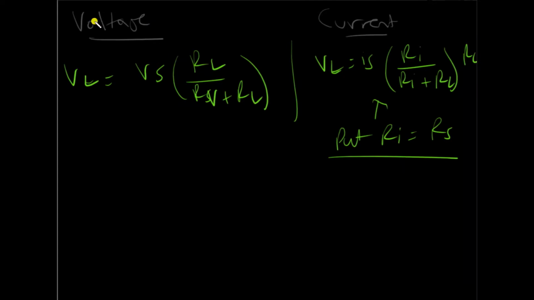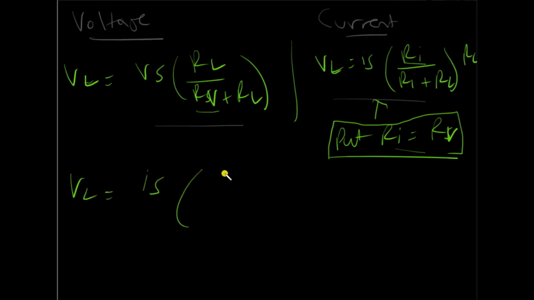So now I just wrote those two formulas down here. For the voltage source, this is VL, and for the current source, this is VL. So if I want to see how these two sources are linked, I can see that these two formulas are equivalent if I just replace Ri with Rv. For example, if I just assume that the internal resistance of the current source, which is Ri, is equal to the internal resistance of the voltage source. So let's see. If I just put Ri equal to Rv in this formula, I'll get VL equal to Is multiplied by Rv over Ri plus RL times RL.